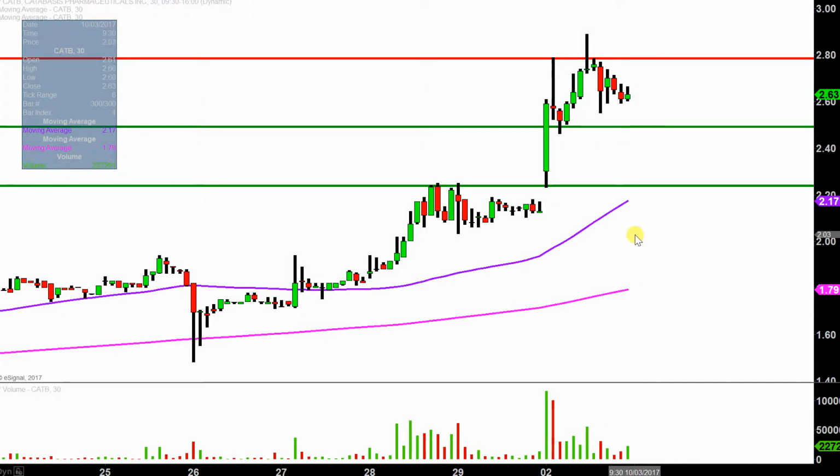But all in all, great solid move, and as long as the price keeps on building higher bases, the overall chart will continue to take care of itself.